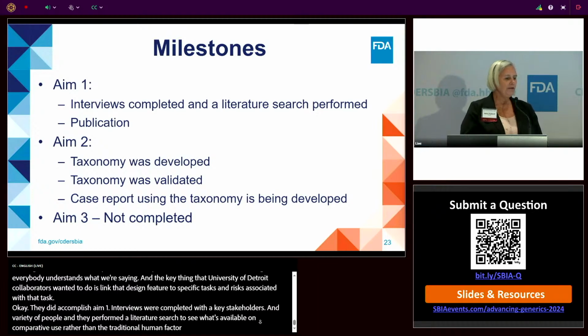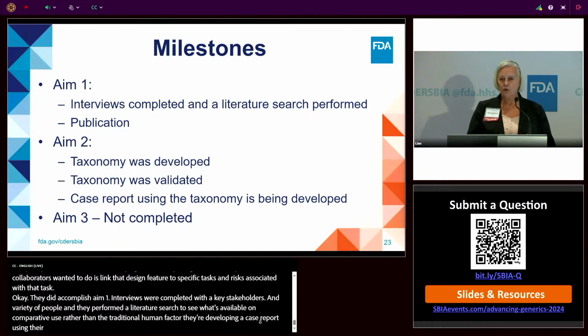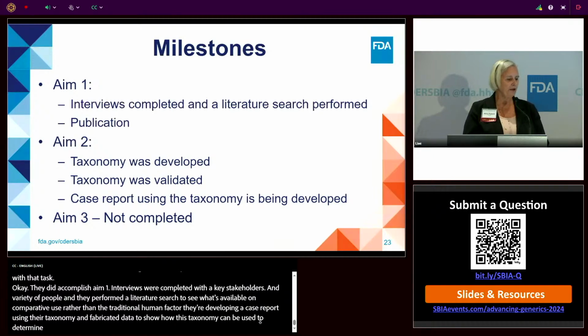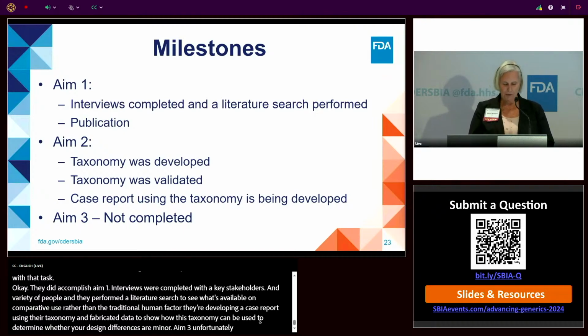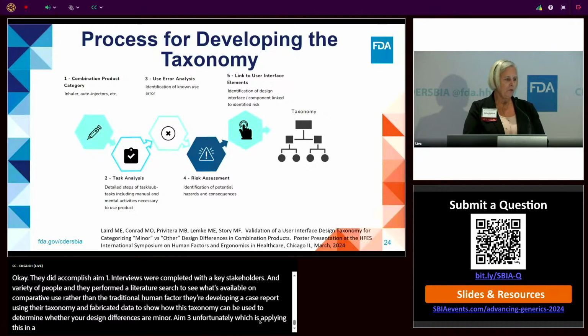For aim 2, they did develop a taxonomy, and that's what I'm going to talk about in the subsequent slides. And they validated this taxonomy in a small inter-rater reliability study. They are developing a case report using their taxonomy and fabricated data to show how this taxonomy can be used to determine whether your design differences are other or minor. Aim 3, unfortunately, which was applying this in a broader concept, was not completed. So what is the taxonomy?